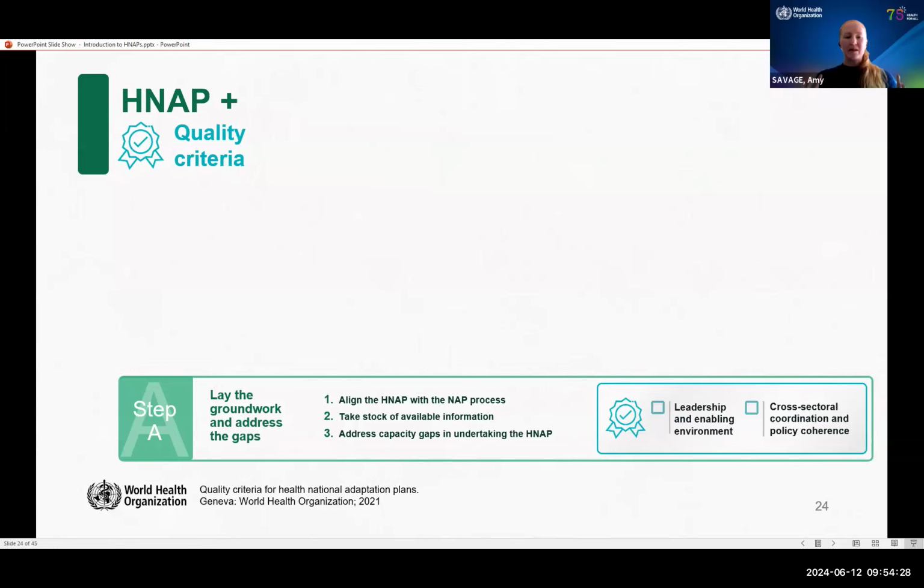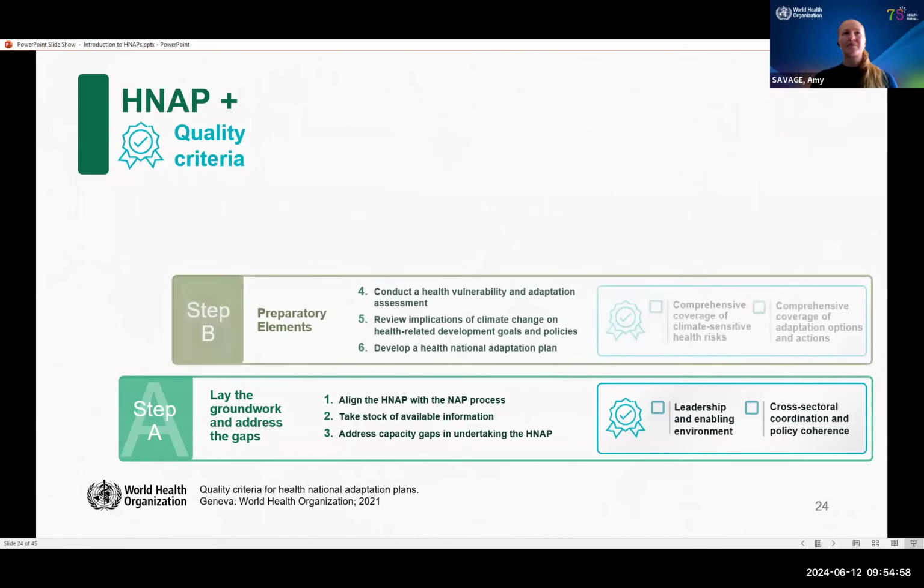And we published a guidance, I think it was around 2015, that shows these steps to developing a health national adaptation plan. There's 4 steps with 11 sub-steps, and they're based on the steps of the guidance of the UNFCCC that they published on developing a national adaptation plan. So it's entirely aligned with the national adaptation plan process in that sense. And the first step is to lay the groundwork and address the gaps. And then there's some preparatory elements, developing the evidence base, looking at the health sector and developing a plan.